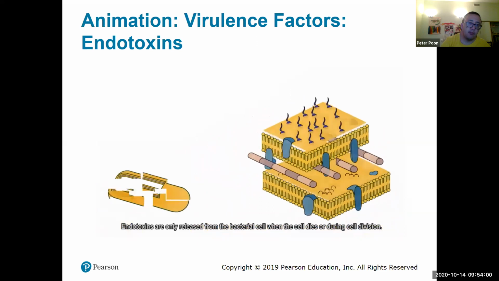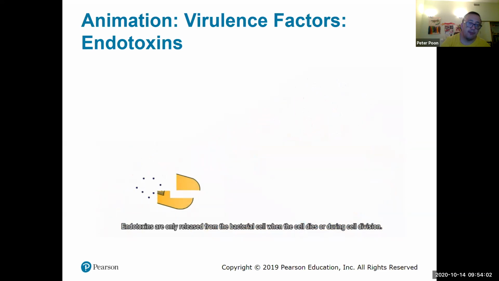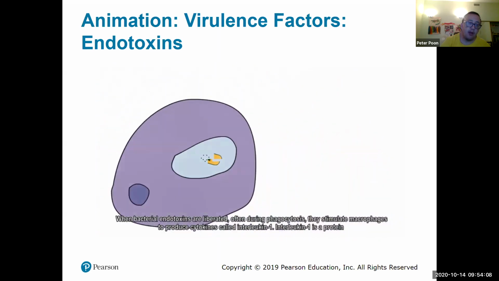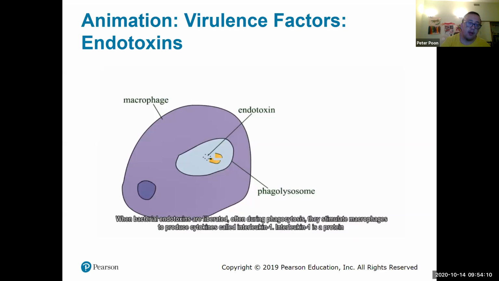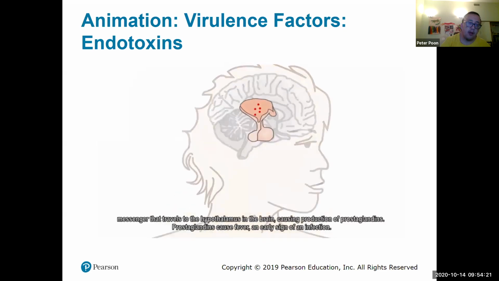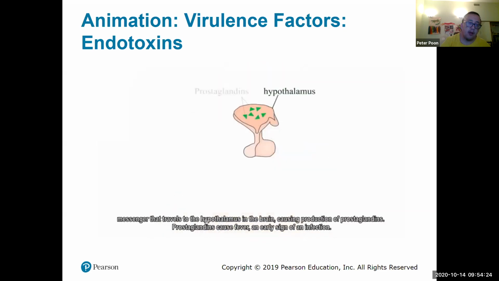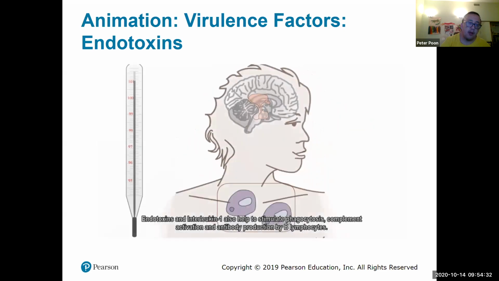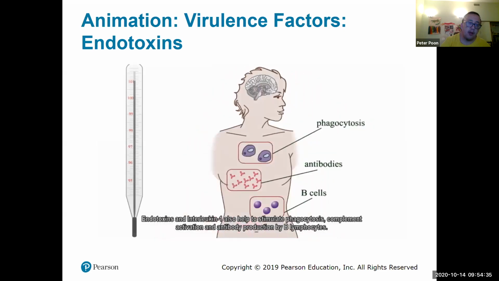Endotoxins are only released from the bacterial cell when the cell dies or during cell division. When bacterial endotoxins are liberated, often during phagocytosis, they stimulate macrophages to produce cytokines called interleukin-1. Interleukin-1 is a protein messenger that travels to the hypothalamus in the brain, causing production of prostaglandins. Prostaglandins cause fever, an early sign of an infection. Endotoxins and interleukin-1 also help to stimulate phagocytosis, complement activation, and antibody production by B lymphocytes.